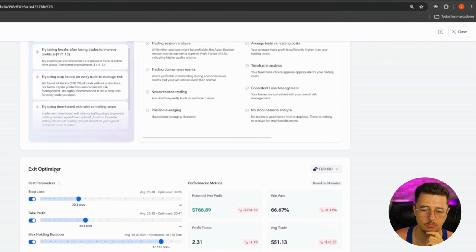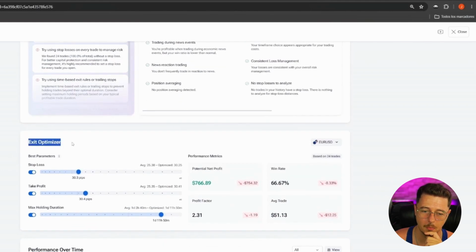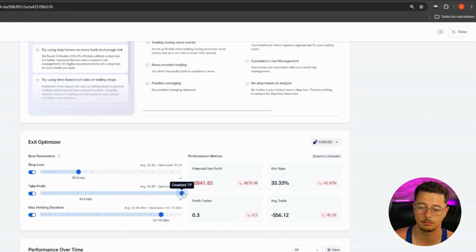And as well, something really interesting is the exit optimizer, because this was recently updated, and now we can actually toggle off the stop loss, the take profit, the max holding duration, and as well we could disable the take profit. So the take profit is actually with no limit. So if you wouldn't add a take profit and you toggle it off, basically we'll get a result by using the take profit that we're using.